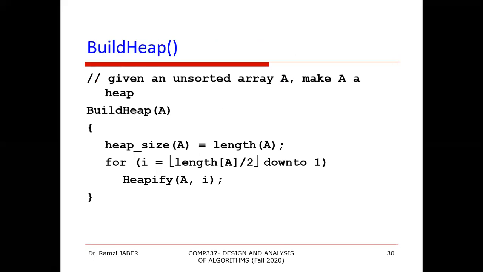This is the algorithm. It's a simple algorithm. Given an unsorted array A, make a heap. Build heap: A.heap-size equals length of A. Now for i equals length of A over 2, which means n over 2, down to 1, heapify A with i, الالجوريزم اللي قبل, calling the previous algorithm.